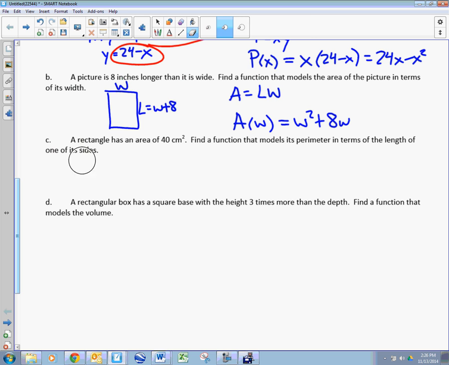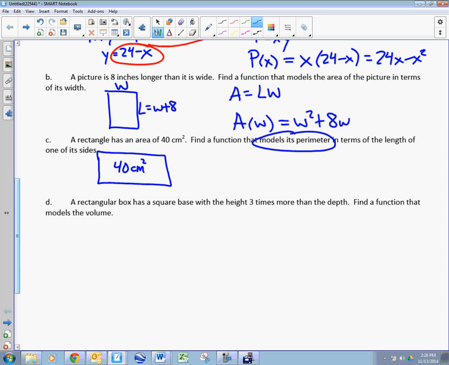Okay, a rectangle has an area of 40. Uh-oh, now they give us 40. Draw a rectangle. We got 40 centimeters squared. Find a function that models its perimeter in terms of the length of one of the sides. Perimeter. What is perimeter?